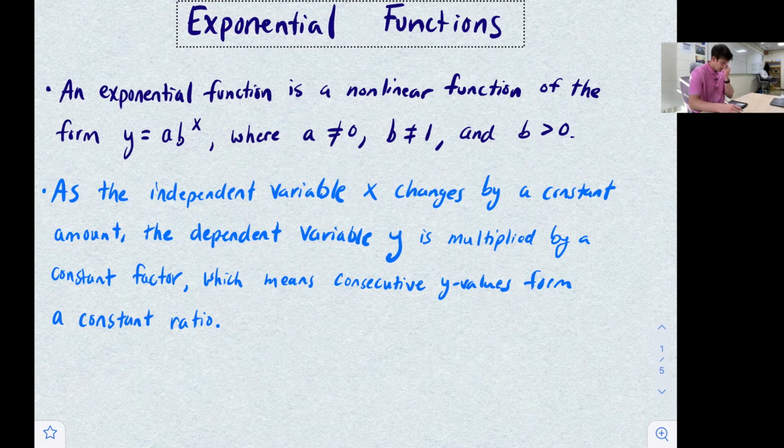Okay? One thing about an exponential function, it tells us as the independent variable x changes by a constant amount, so think the x values like 0, 1, 2, 3, 4, 5, 6, the dependent variable y is multiplied by a constant factor. So think 2, 4, 8, 16, right? Multiplying by 2, which means consecutive y values form a constant ratio, okay?